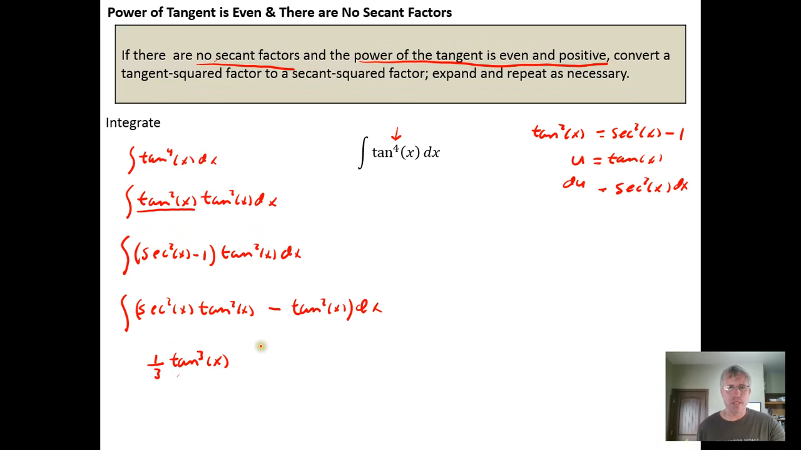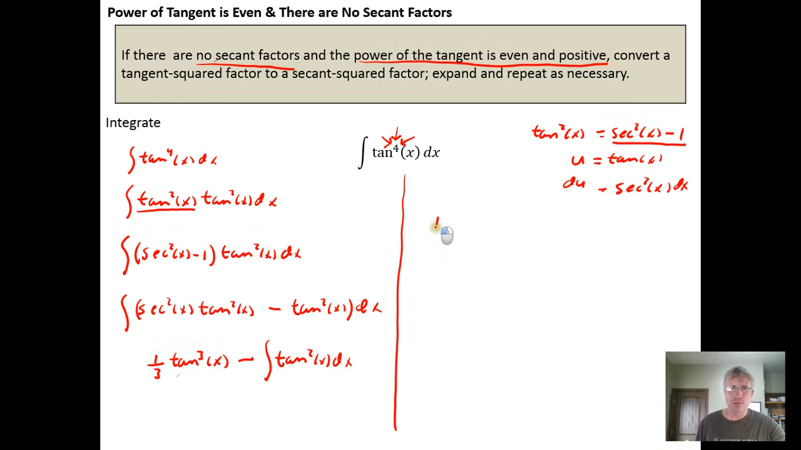This one doesn't integrate so easily, so I'm still going to need to integrate this one, so it's going to be minus the integral of the tangent squared of x dx. And then what we need to do to integrate this is use the Pythagorean identity again. And that's why I said this can turn out to be an iterative process. Depending on the power that we have here, we could need to do this repeatedly.